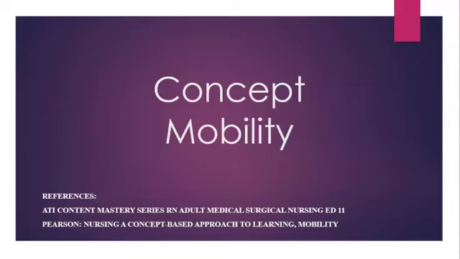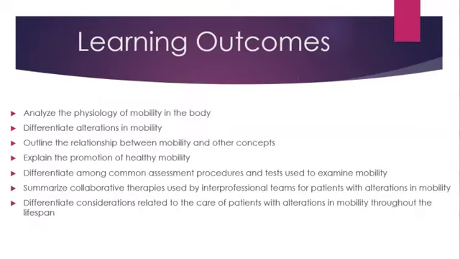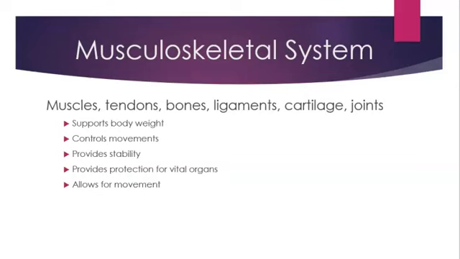We'll be talking about the concept of mobility. As we go through our content, you will have your learning outcomes. You can pause the video to look over them. We will continue with our musculoskeletal system with muscles, tendons, bones, ligaments, cartilage, and joints. They help to support the body weight, control movements, provide stability, provide protection for vital organs, and allow for movement.